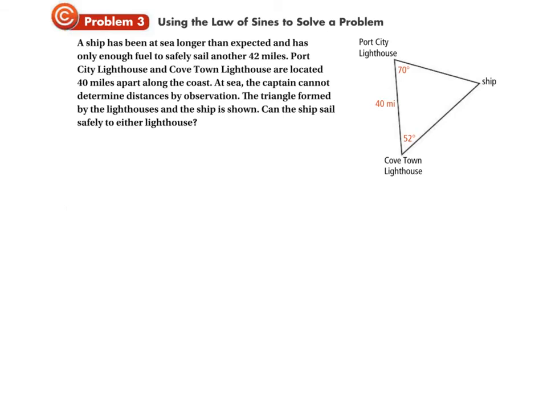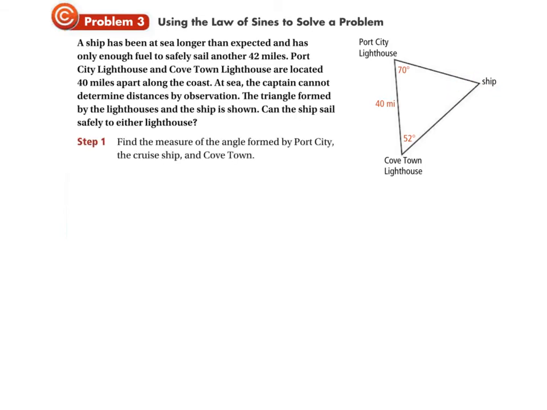Okay. You can see that the lighthouse and the ship are forming a 52-degree angle here, a 70-degree angle here. Okay. Can the ship sail safely to either lighthouse? We need to determine these distances. Got it? Now remember, we can't use angle side angle generally. I'm sorry, we can use angle side angle. We can't use side angle side. We can use angle side angle because when we have two angles, we can find the third, because we need this pair. Okay? We need that. We need one pair where we know the angle and we know its matching opposite side. Okay? Can we calculate this?